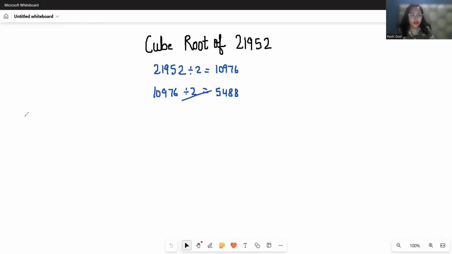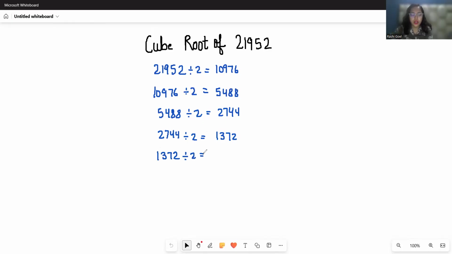Now 5488 divided by 2 gives 2744. 2744 divided by 2 gives 1372. 1372 divided by 2 gives 686. 686 divided by 2 gives 343. Now 343 is no longer divisible by 2.